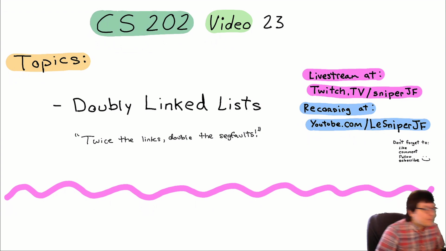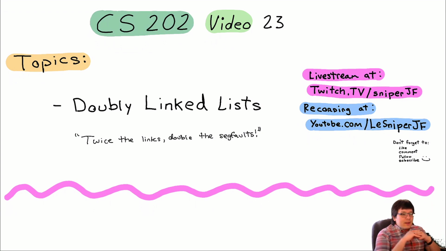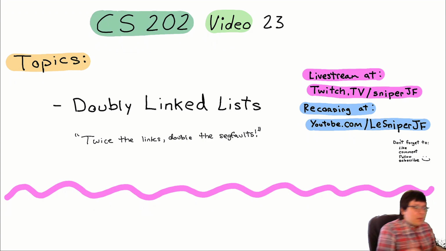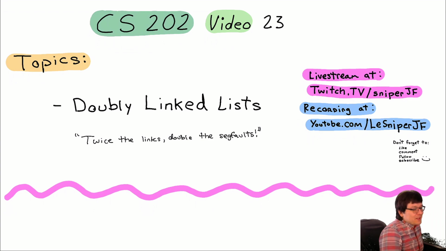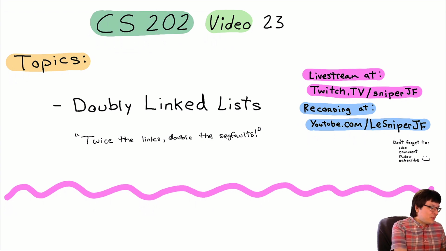So today's topic is actually kind of two things. We're going to do a little bit about sorted linked list, but the main focus is going to be a doubly linked list. And to quote a modified version of a Star Wars quote, twice the links, double the segfaults. So from Count Linked List Dooku, I guess. Okay, so let's talk about that.